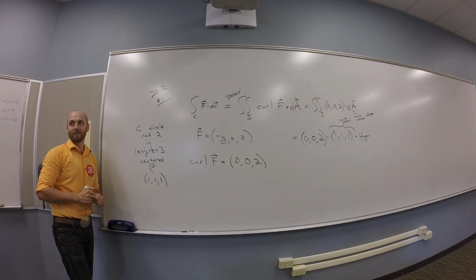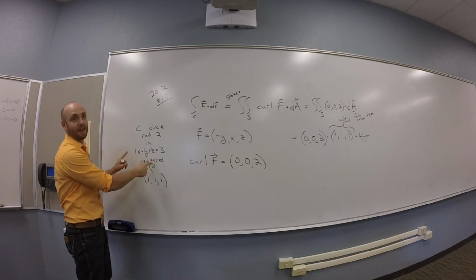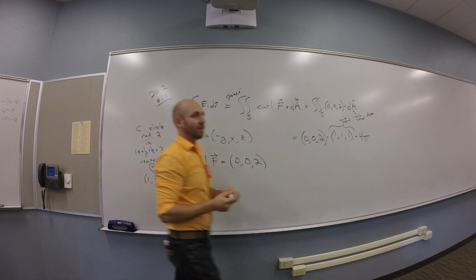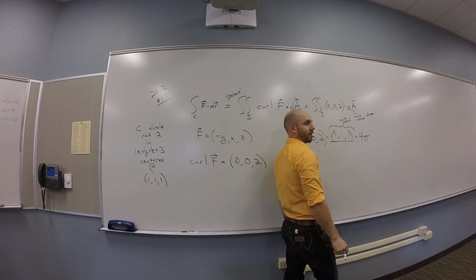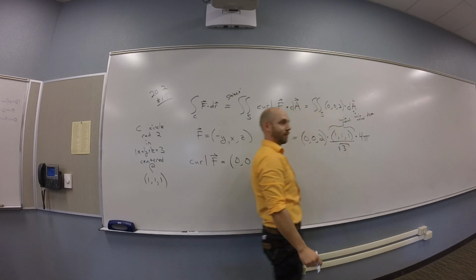You guys remember that? Okay, so you peel those off. There's your normal vector to a plane. Bam. But it's not a unit normal. So how long is it? Yeah, it's square root of 3 long. So I need to divide by the square root of 3 to get that magnitude.